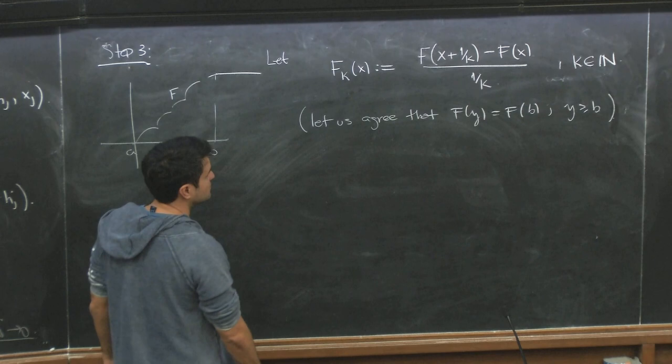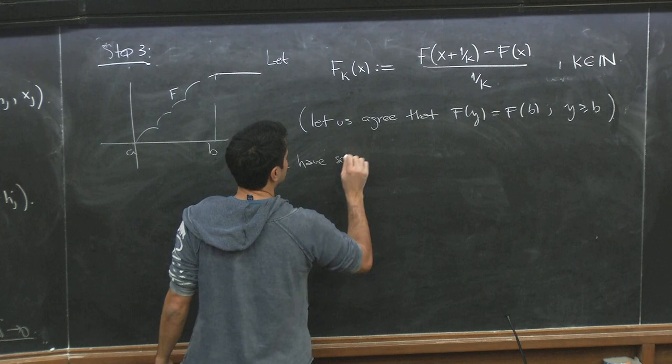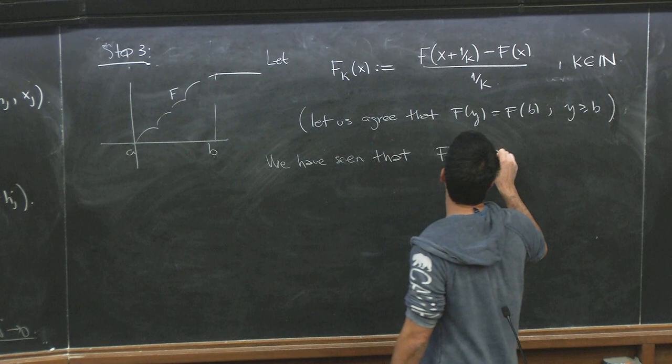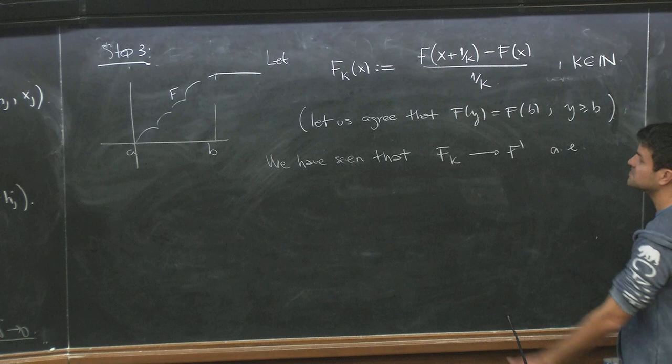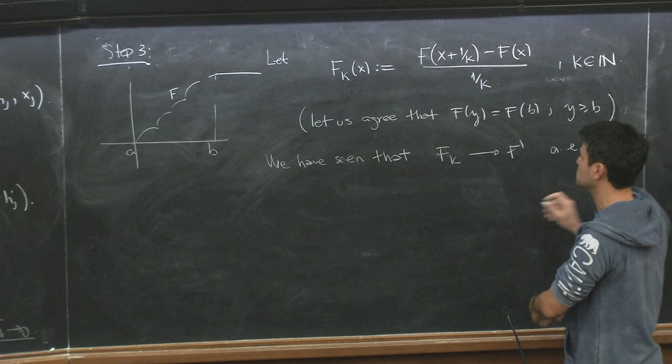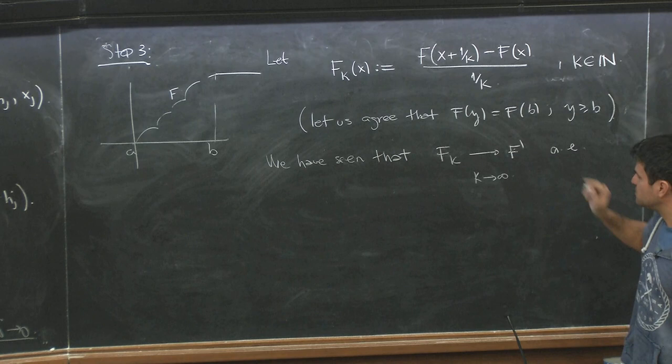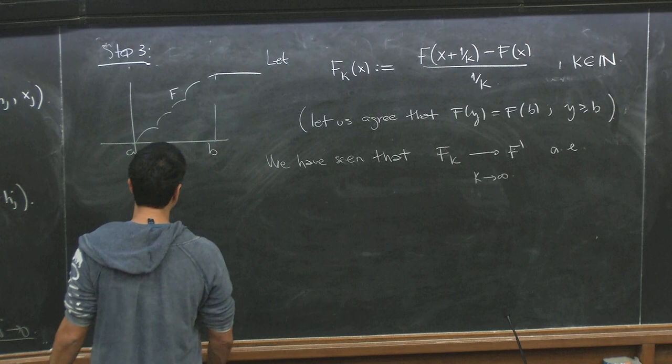Okay, so we have seen that this sequence f_k converges to f prime almost everywhere. We have seen that for almost every point x, this limit exists when k goes to infinity. And this is the function that we are calling the derivative, f prime. And then, this is just a matter of using Fatou's lemma.